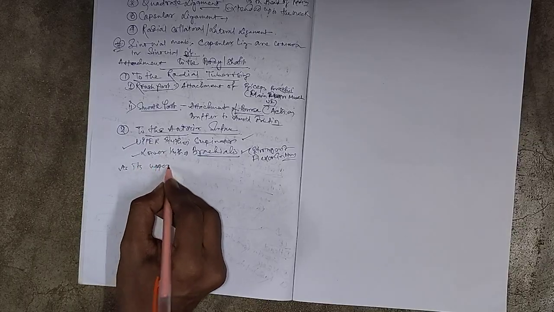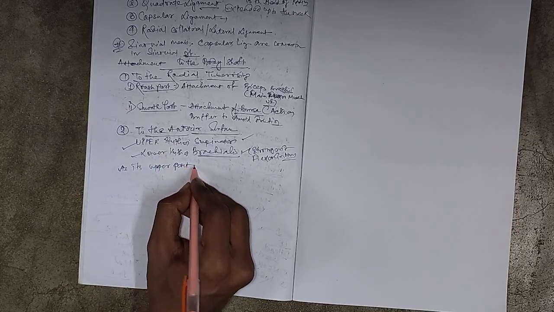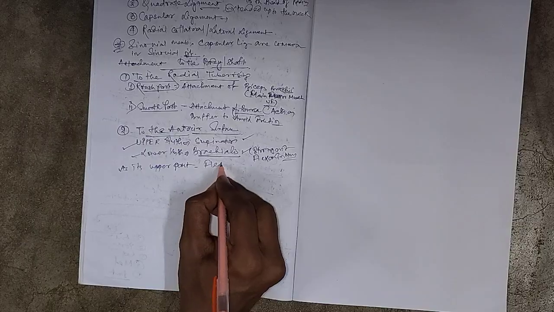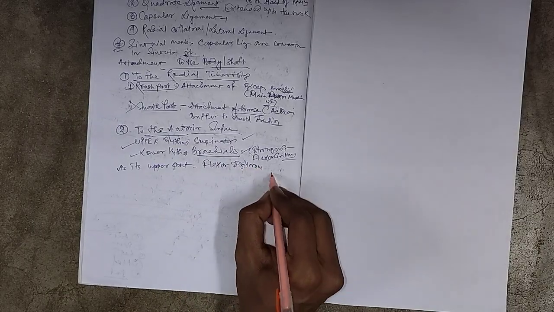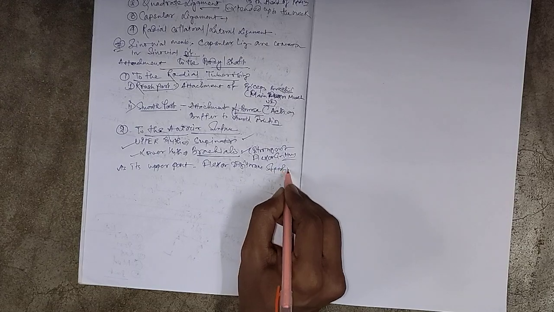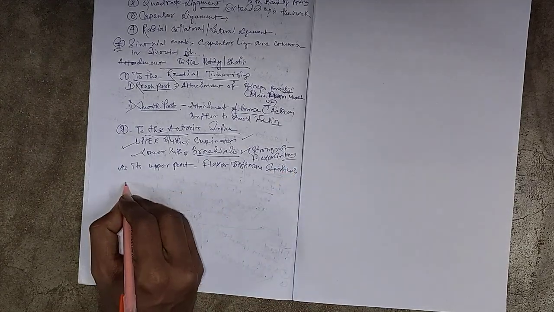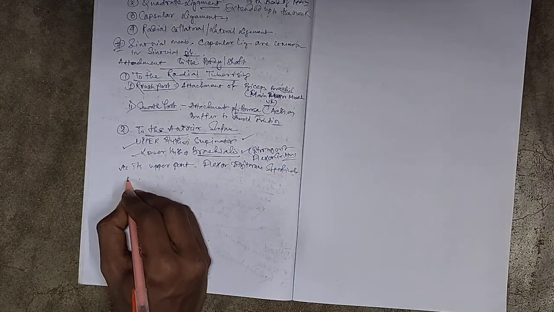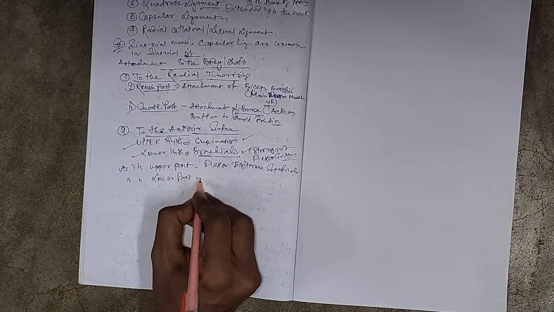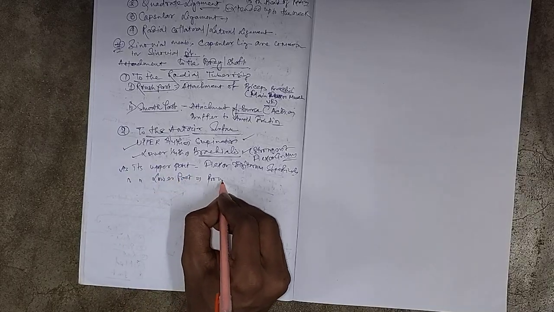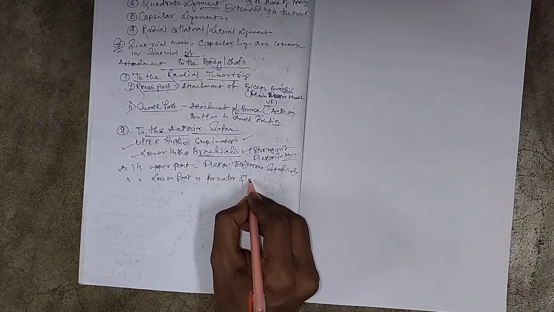Now at its upper part, flexor digitorum superficialis, and at its lower part, pronator quadratus.